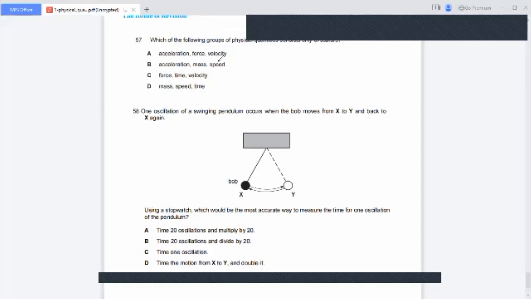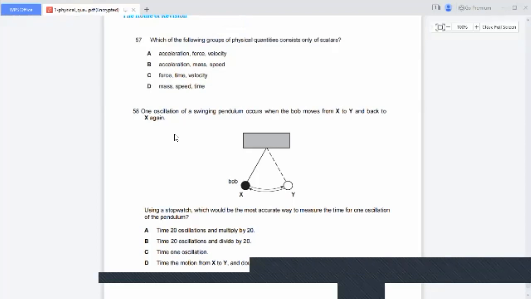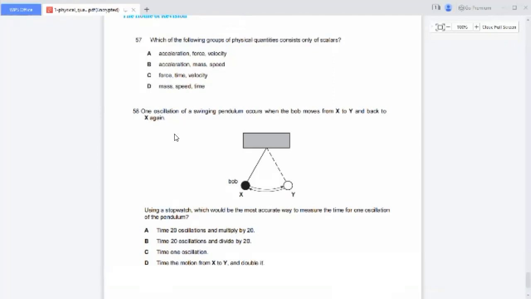Which of the following groups of physical quantities consists only of scalar ones? Let's consider the scalar ones. I think it's a repeated question. It is already done. Mass, speed and time are scalar quantities, so D is the correct option.